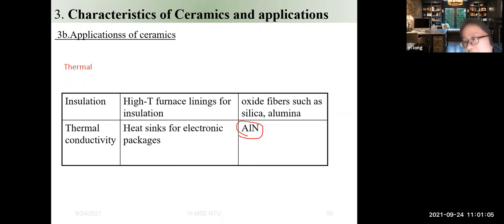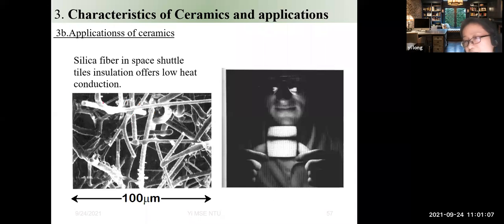Okay, so I give you one example here. You can see this is silica fiber. This one is used in space. Why is it used in space? Because it has very high insulation. Why does it have very high heat insulation? Because there's a lot of air in between. Air is a very good thermal insulator.